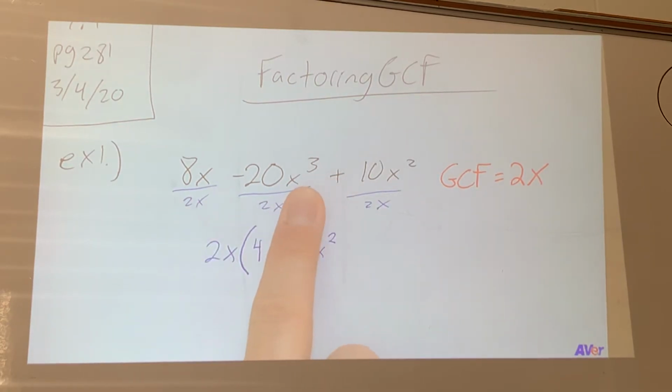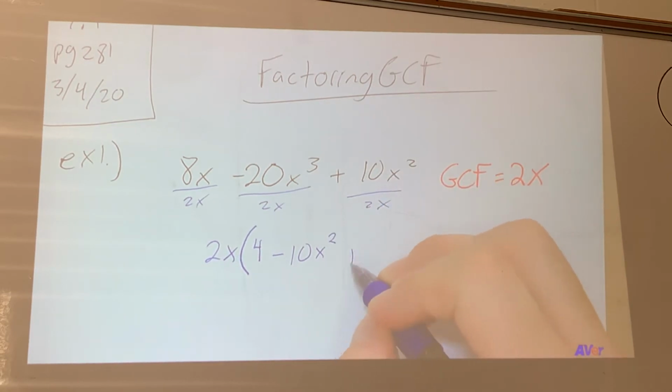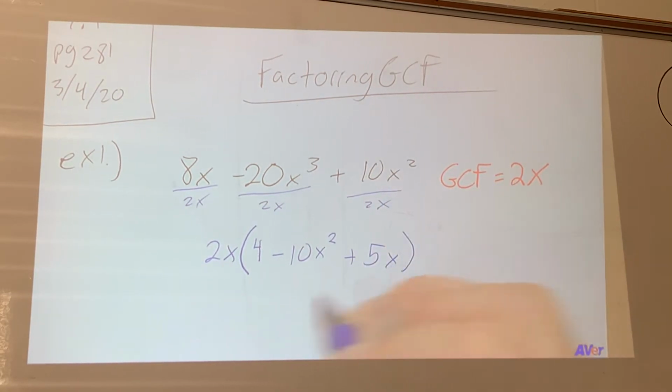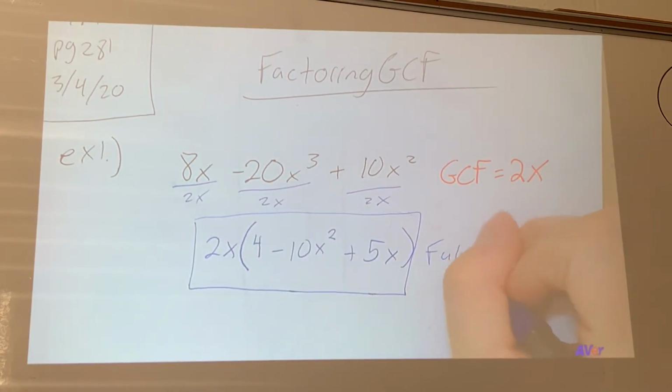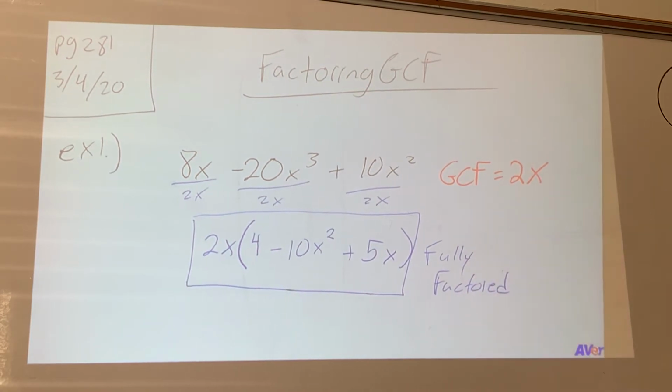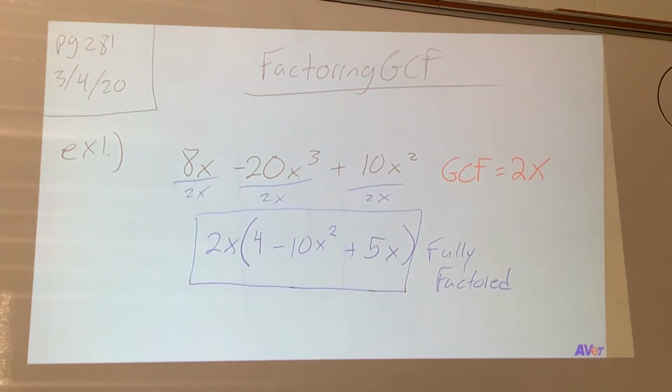Why did it go from x cubed to x squared? Because I canceled out one of those x's, or I divided it out, right? And then this becomes 5x. This is it. This is your answer. This is fully factored. Now, before I answer your question, Amaka, let me ask a question real quick. How do I check my work? By multiplying this through here, and it should give me what I started with.